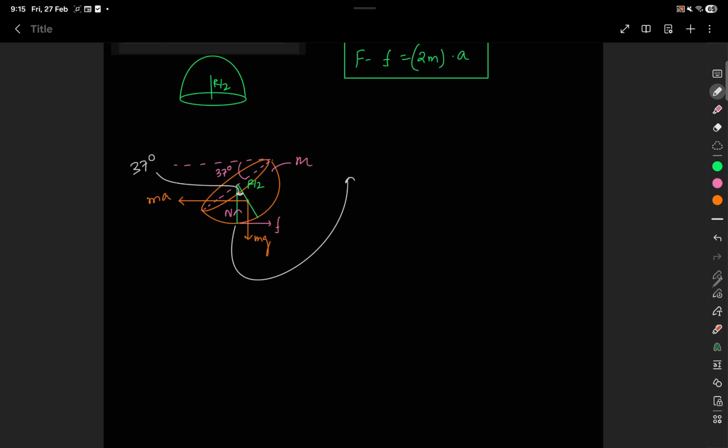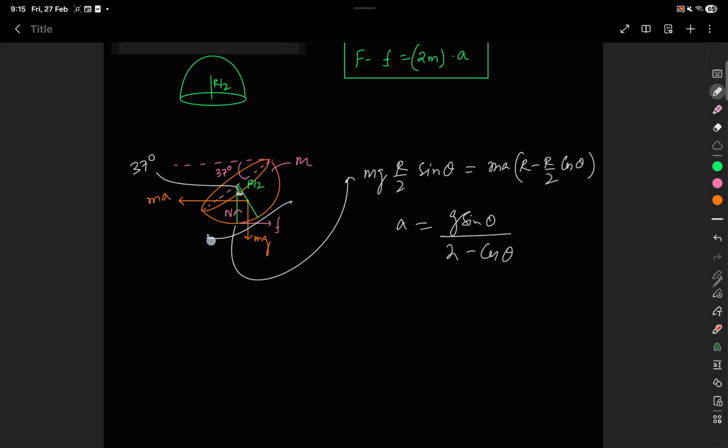So for mg, mg is acting this way, and this perpendicular distance is r by 2 sin theta. So mg into r by 2 sin theta, as we are balancing torque about this point. Now this is ma, and this distance is r by 2 cos theta, so the arm will be R minus R by 2 cos theta. So from here you can clearly write A is equal to G sin theta by 2 minus cos theta.